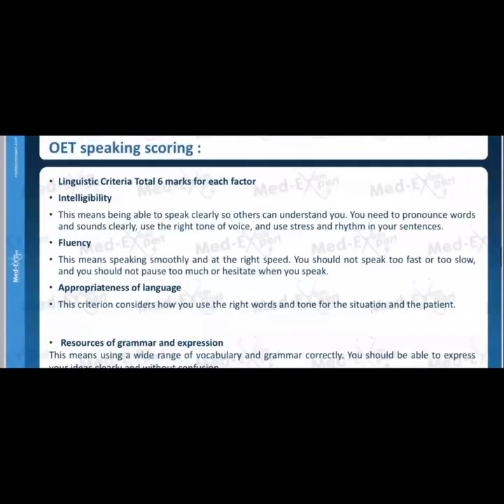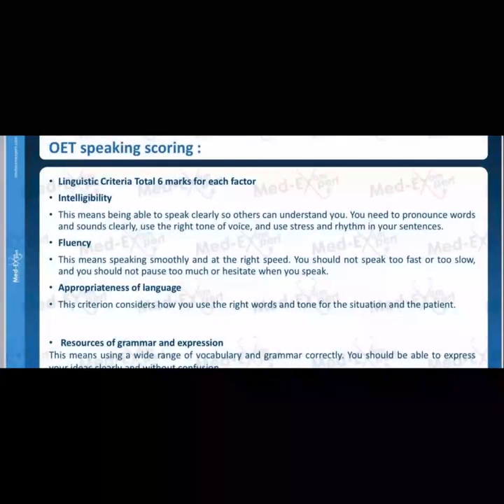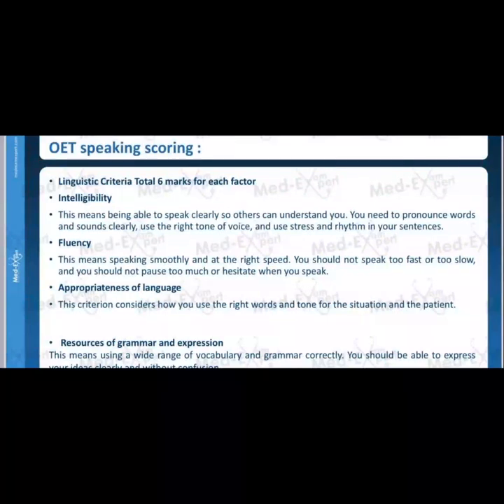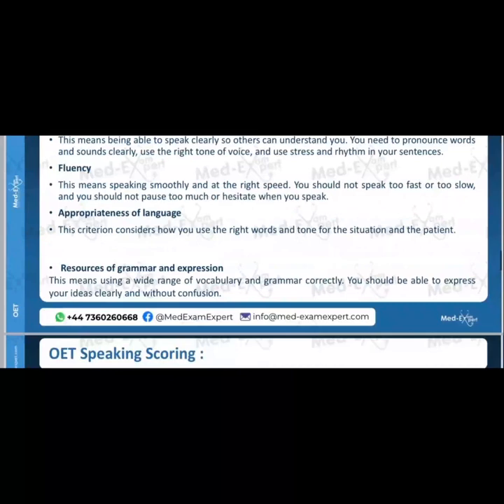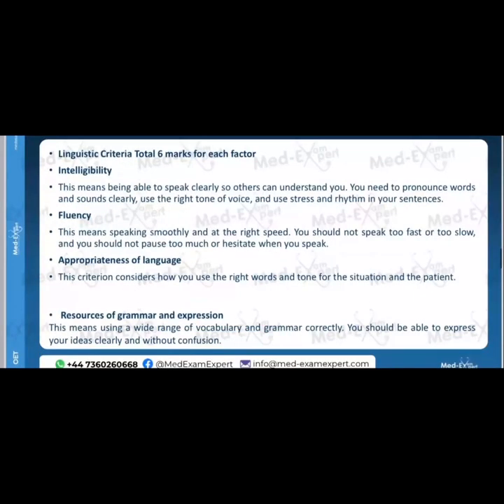So now I'm going to talk about the linguistic criteria first, and after that we will be talking about your clinical skills criteria. The linguistic criteria total 6 marks for each factor: intelligibility, fluency, appropriateness of language, and resources of grammar and expression. So the thing is, you have to be very efficient in all of these.